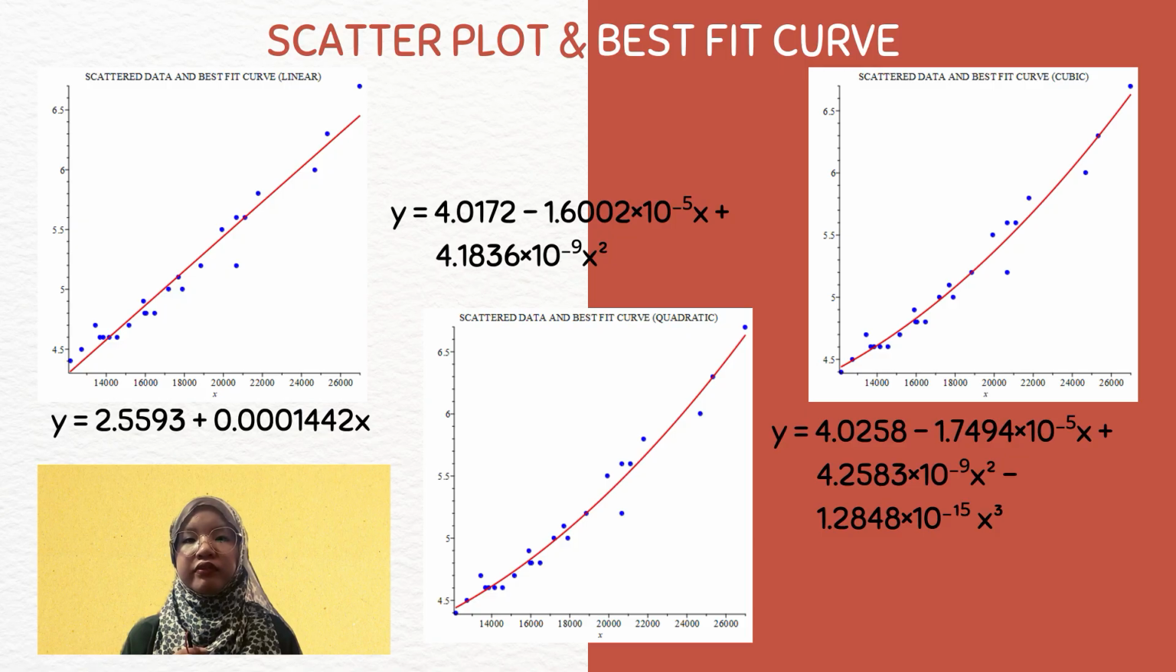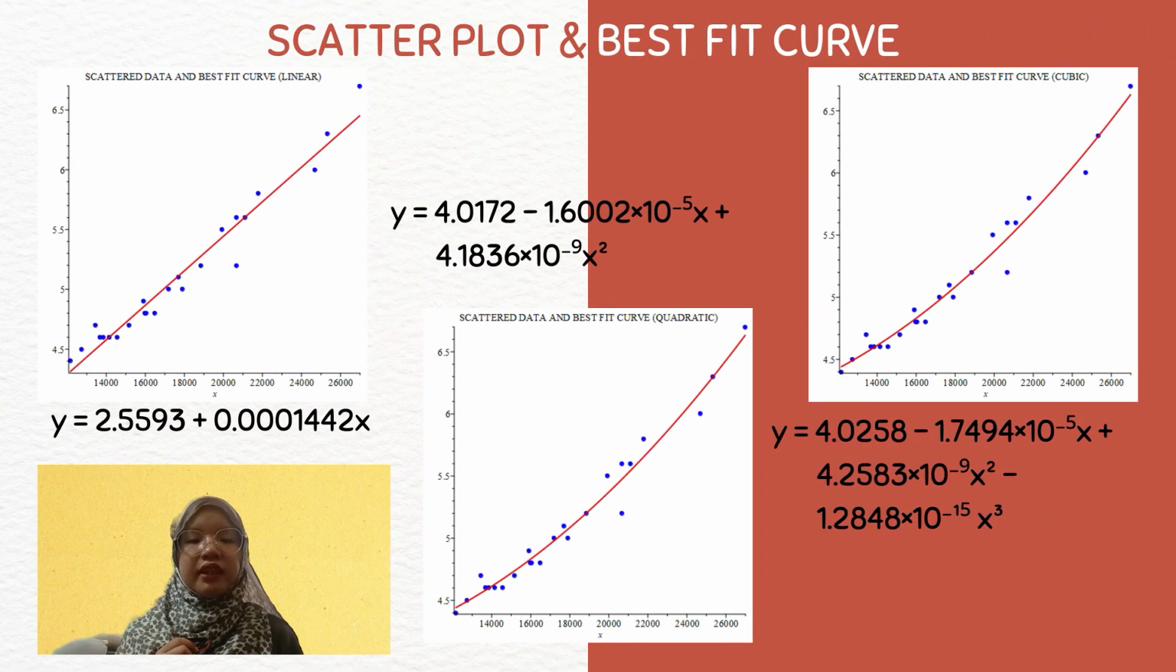In the second graph, we plotted the quadratic best fit curve together with the scattered data points. The equation for this curve is y equals 4.0172 minus 1.6002 times 10 to the power of negative 5 times x plus 4.1836 times 10 to the power of negative 9 times x to the power of 2. Unlike the linear curve, the quadratic curve has a slight curve shape, allowing it to fit the data trend better.